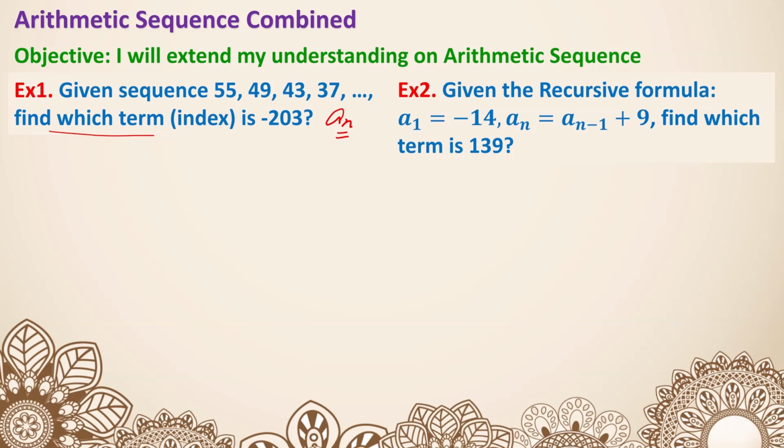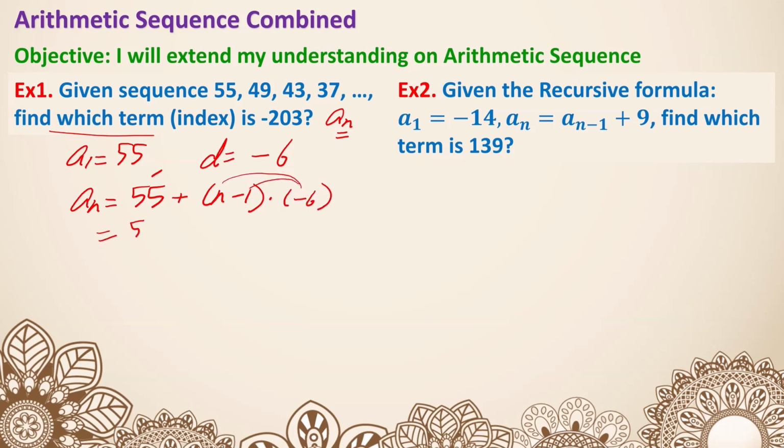So in order to find that, we're going to need to use the more official way, which is using the formula. Using the recursive formula is going to take quite a while, so we're going to need to set up the explicit formula. Let's do that. Which means we need a sub 1, which is 55, and we also need d, which is negative 6, from 55 to 49 to 43 to 37. Okay, a sub n equals 55 plus n minus 1 times the common difference, which is negative 6.